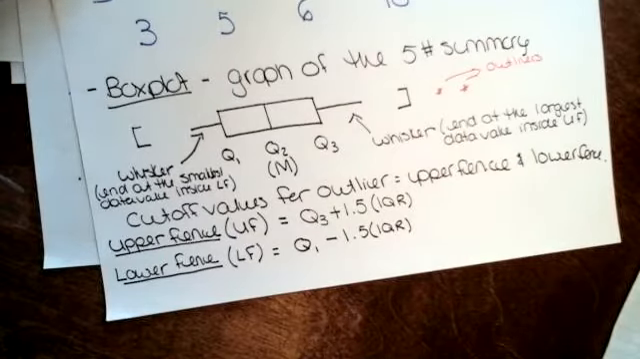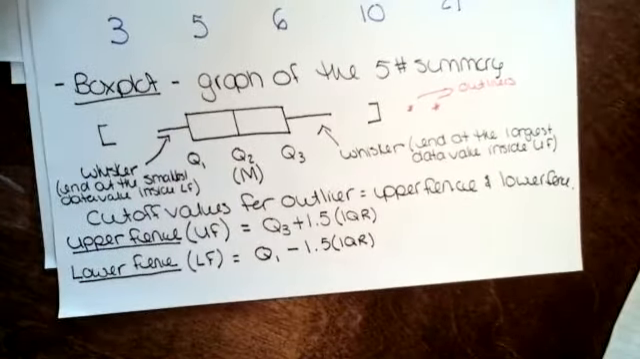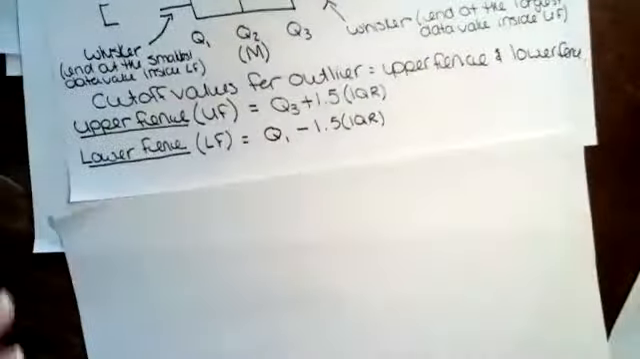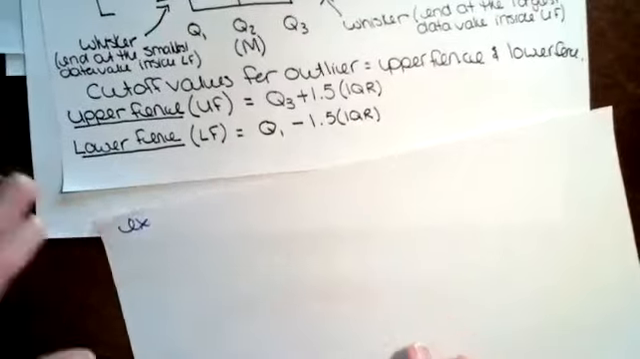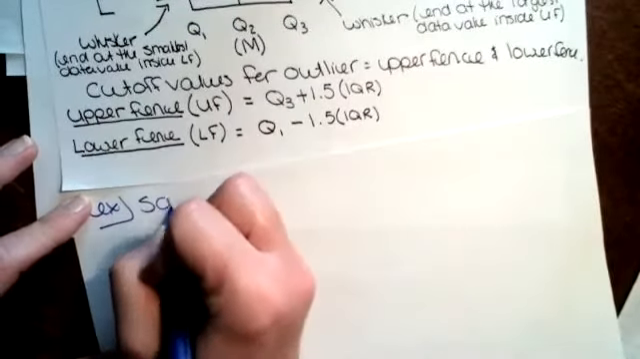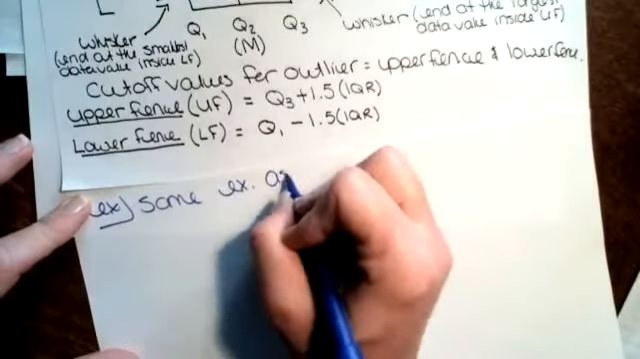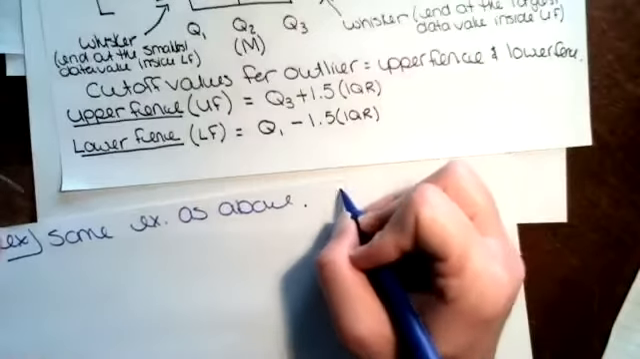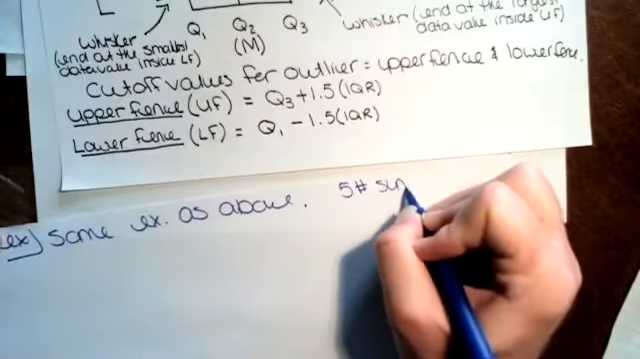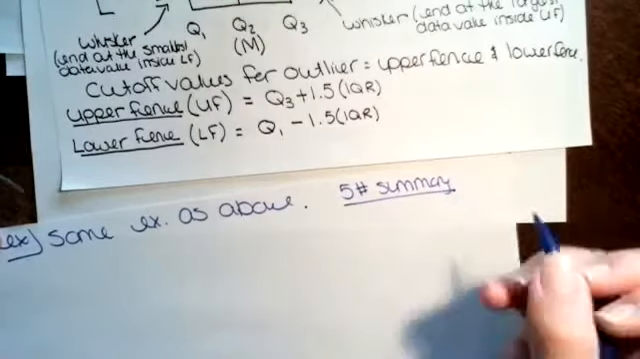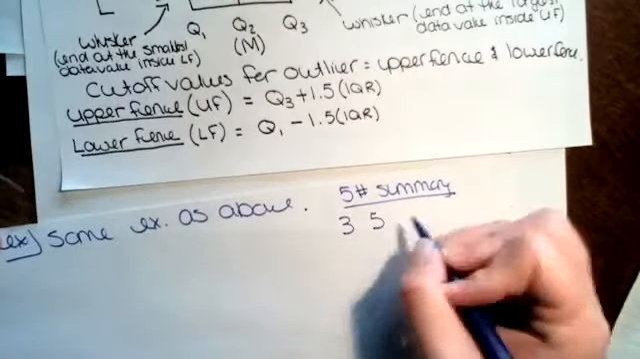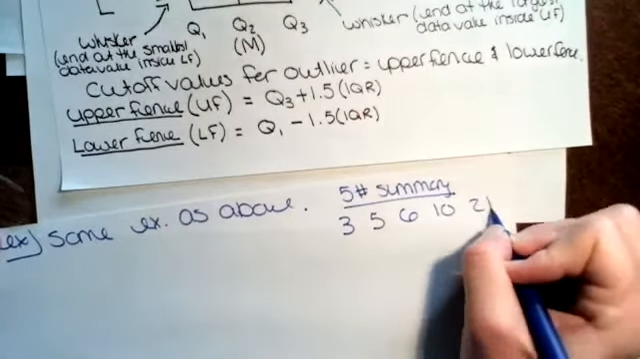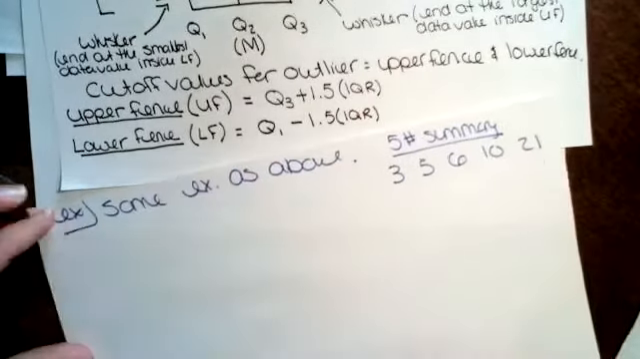So let's take a look at an example, and hopefully we have an outlier so we can address this and take a look at it. For this example, we're going to use the same example as above. I'm going to use that same data set, and I'm actually going to write the 5-number summary over here, from that previous question, and then we can draw our box plot from this.